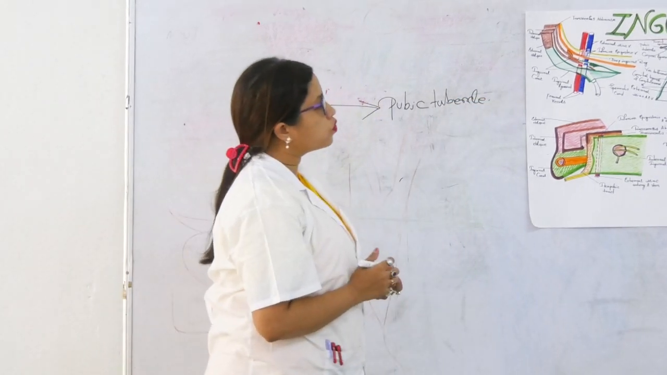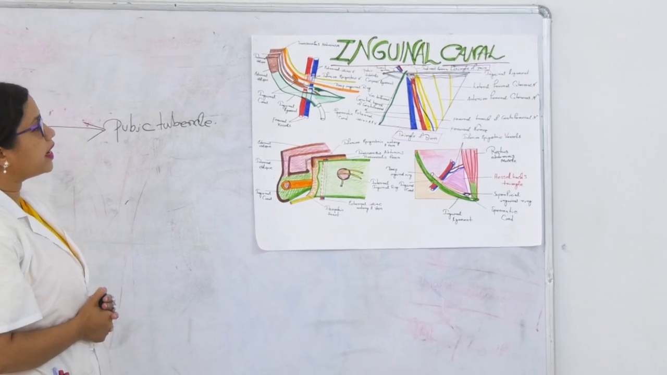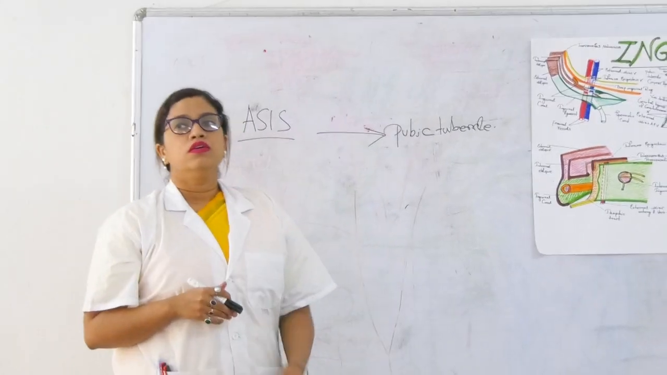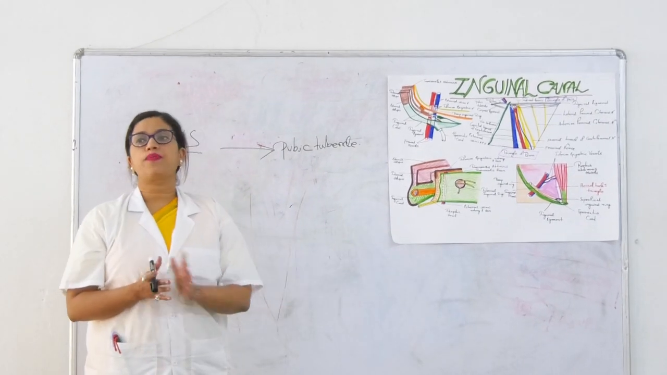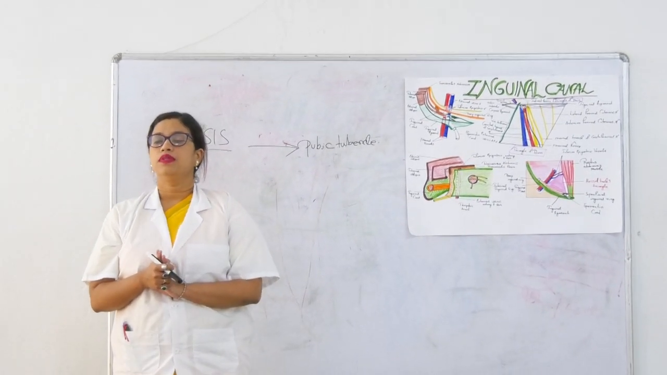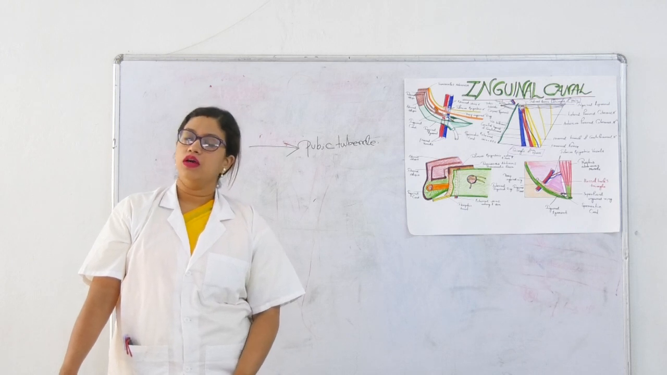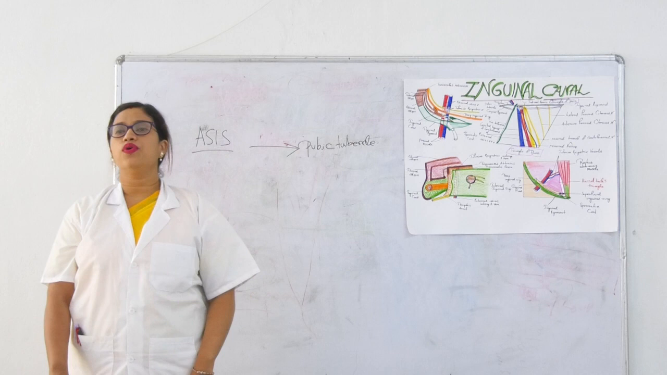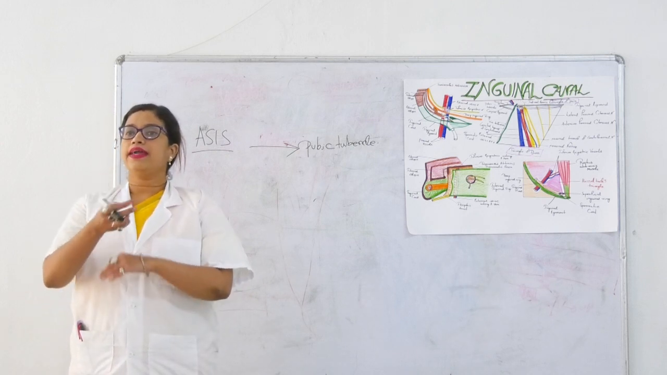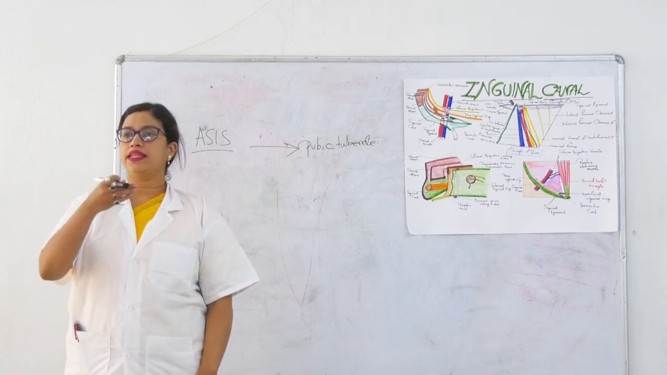Okay, so you could see which is the inguinal canal. It extends from the anterior superior iliac spine up to the pubic tubercle. For knowing this inguinal canal, you have to know it is a slit-like thing.